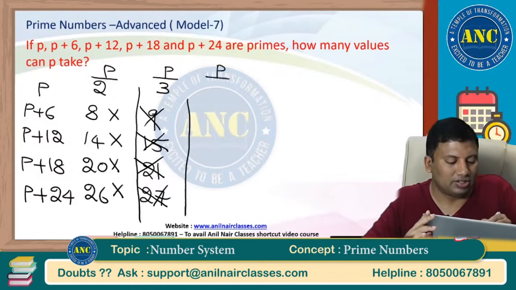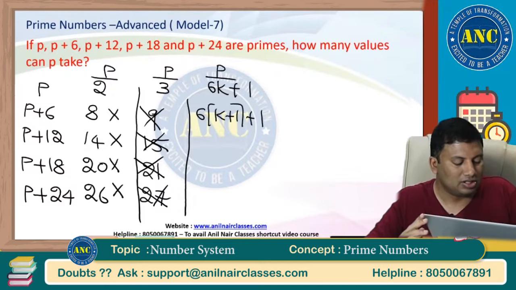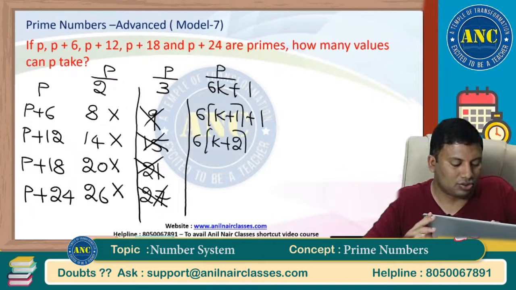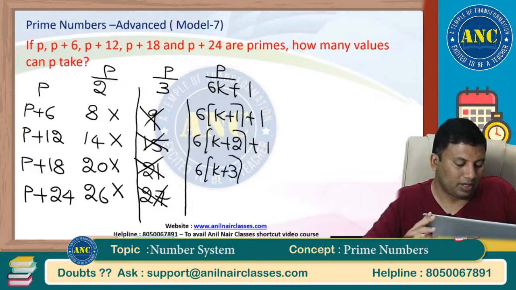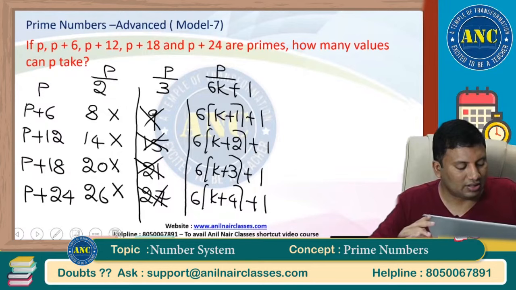If P is 6k plus 1, then P plus 6 is 6k plus 7, which is 6 into k plus 1 plus 1. P plus 12 is 6k plus 13, which is 6 into k plus 2 plus 1. Then 6 into k plus 3 plus 1, and 6 into k plus 4 plus 1. Now see here. Listen carefully.